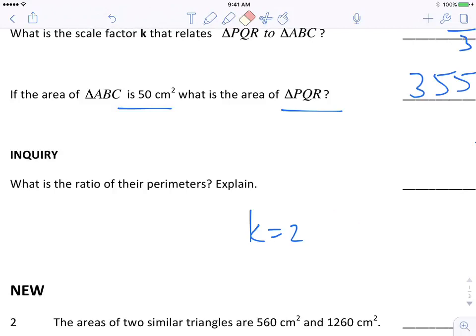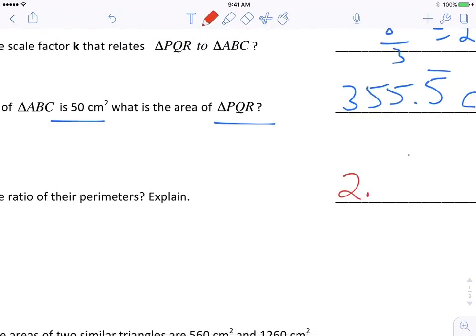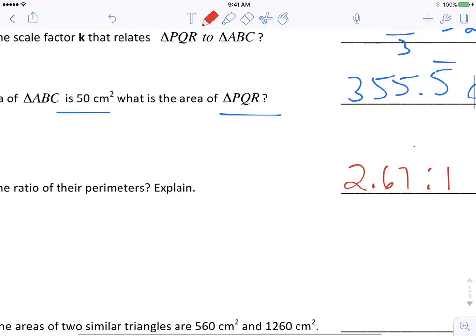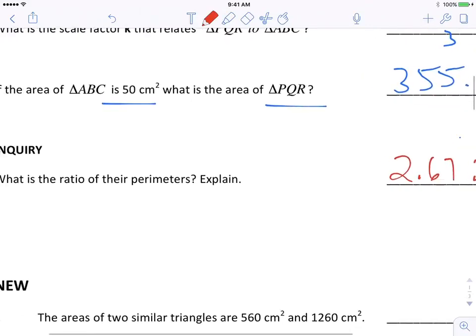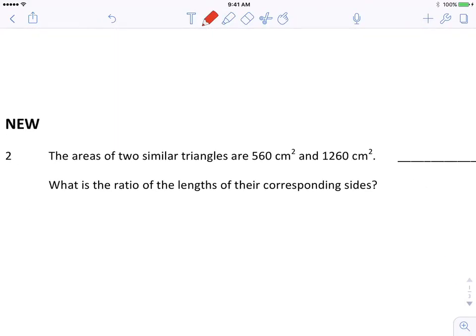So in this case, the ratio of their perimeters for the ones we're talking about is really 2 to 1. The ratio of the larger to the smaller is 2 to 1. Right? All right, or the scale factor.